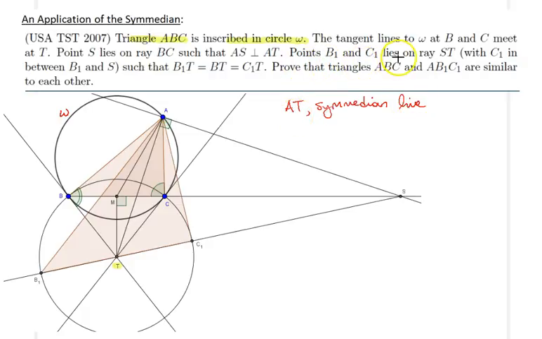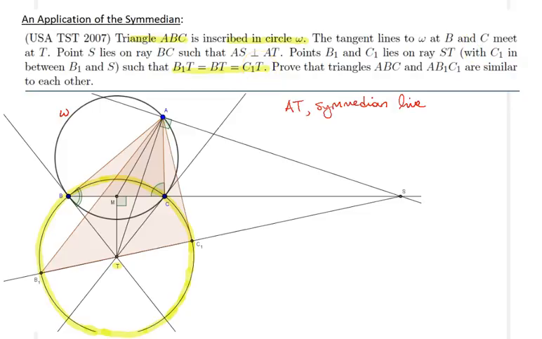Points B1 and C1 lie on the ray ST. Now we have point B1 and C1 with C1 between B1 and S, obviously, so that's the appropriate orientation. And we're also told that B1T is equal to BT, which is equal to C1T. So what I did is I went ahead and drew this additional circle here. I hope everyone can visualize this circle. This circle is our own construction. This circle is not given in the problem, so we decided to construct this yellow circle, and that circle obviously satisfies these conditions.